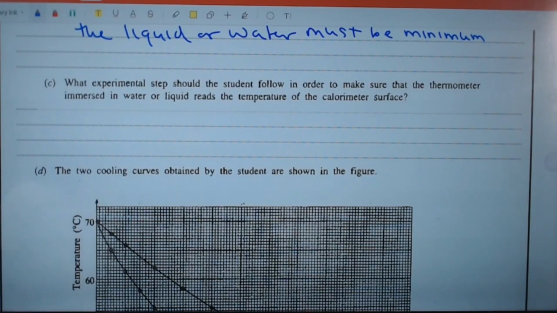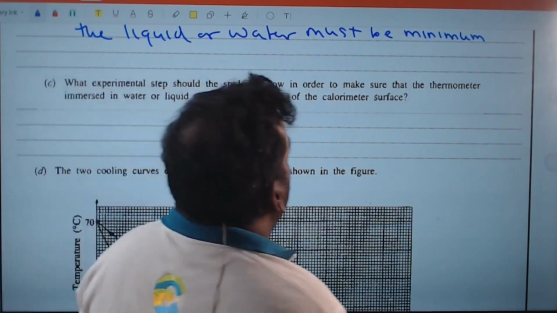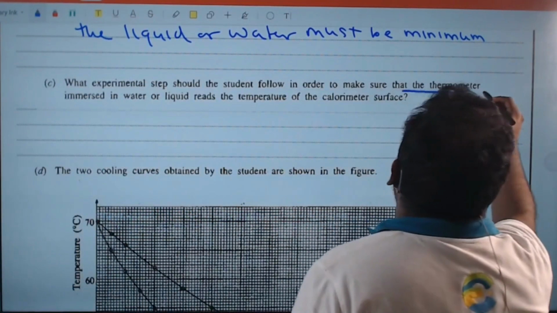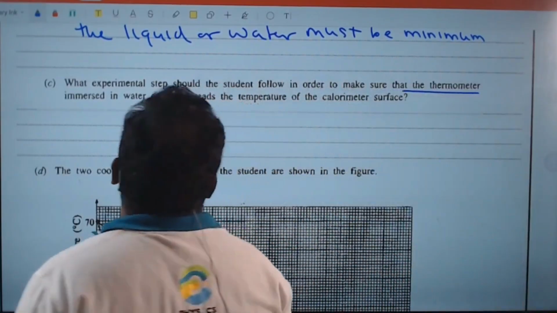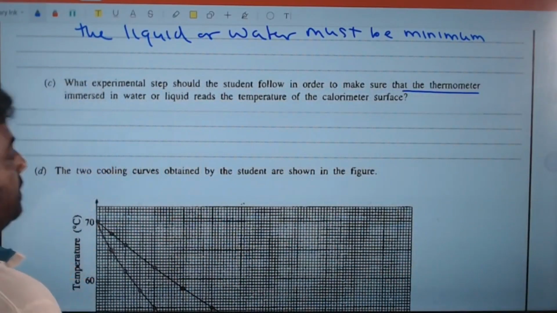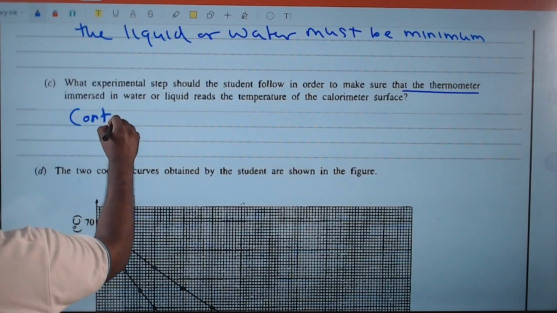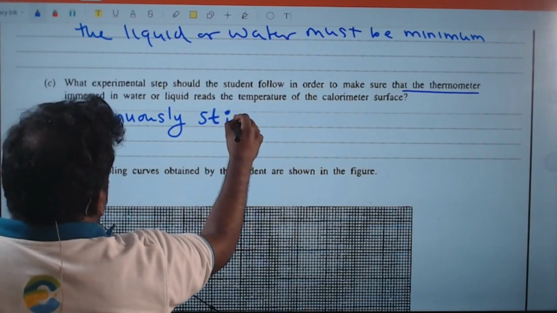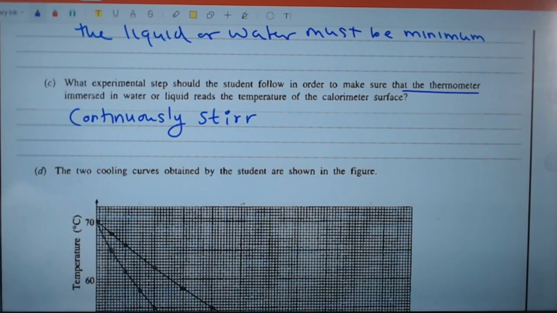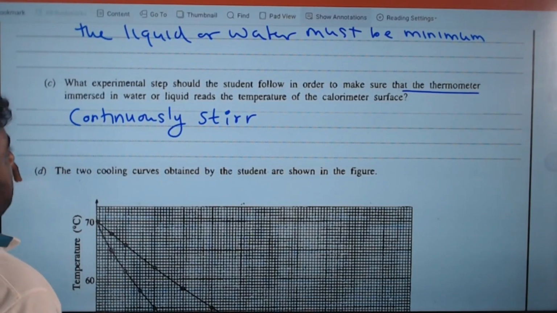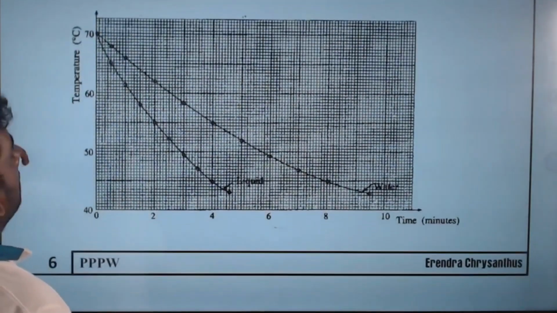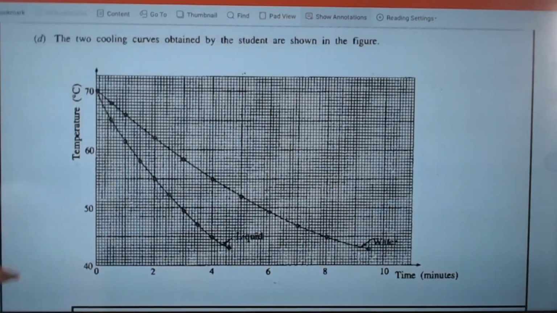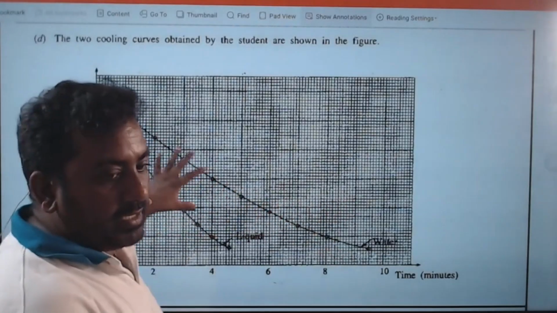What experimental steps should the student follow in order to make sure that the thermometer immersed in water or liquid reaches the temperature of the calorimeter surface? Continuously stir. So if you keep on continuously stirring, the temperature of the outer surface and inner both will be same. Two cooling curves are obtained. There are two cooling curves here. You can see here.